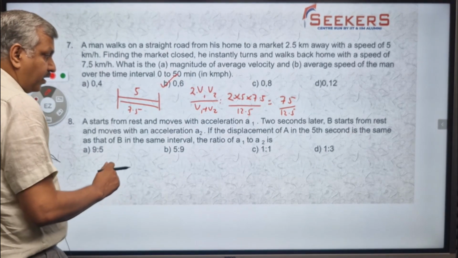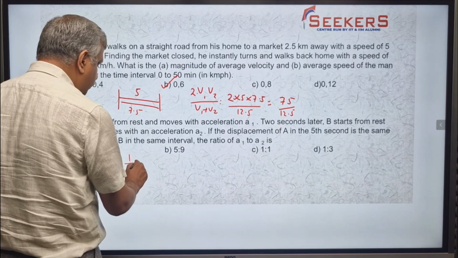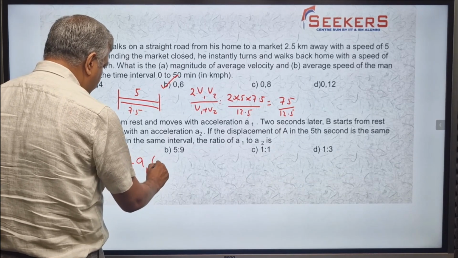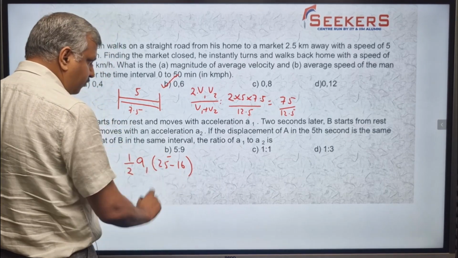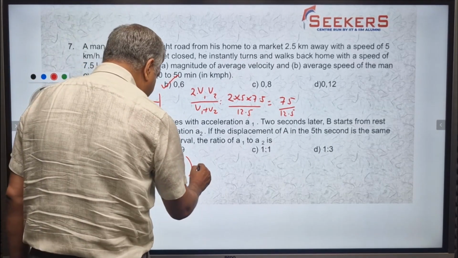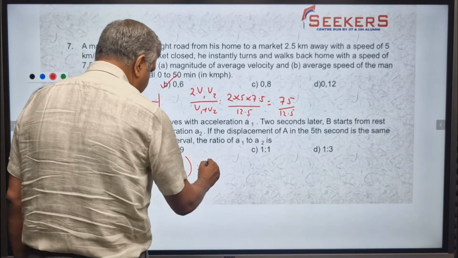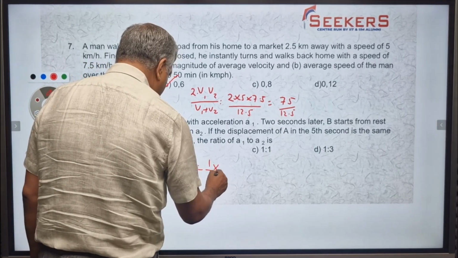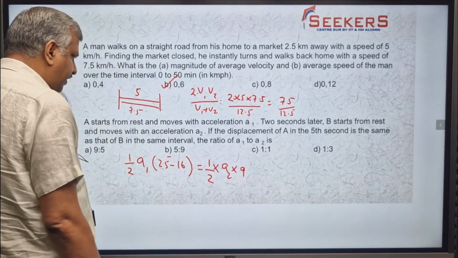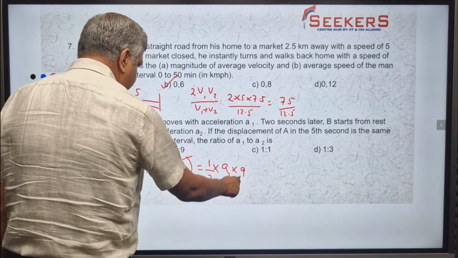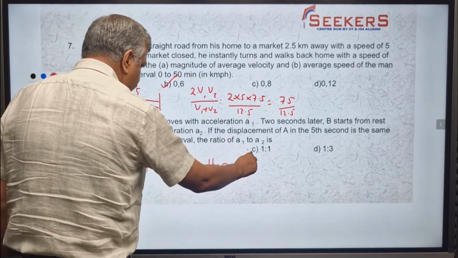So now they are talking about the 5th second. A in the 5th second would have travelled half into A1 into 25 minus 16, that is 5 squared minus 4 squared. Now this must be equal to the distance travelled by B in 3 seconds, so that is equal to half into A2 into 9. From here, this is also 9, this is also 9, half cancels. So the ratio of their accelerations is 1:1.